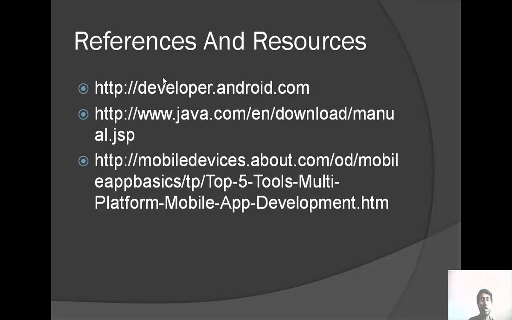If you go to developer.android.com, here you will find most of the stuff that I told here, and all the tools and SDKs, ADT bundle, everything will be there. And if you want to download Java, you can go to this URL. You will be able to download both 32-bit and 64-bit Java, and all the multi-platform tools I have talked about to develop multi-platform mobile applications. You can go to this link and read more about them. Okay, that's all right now.